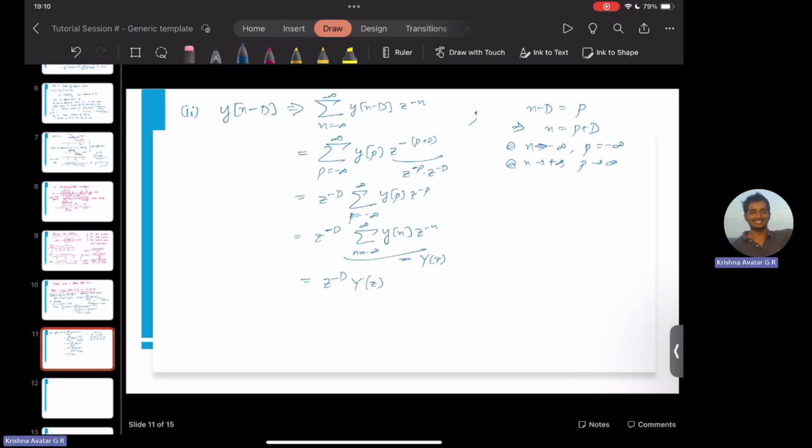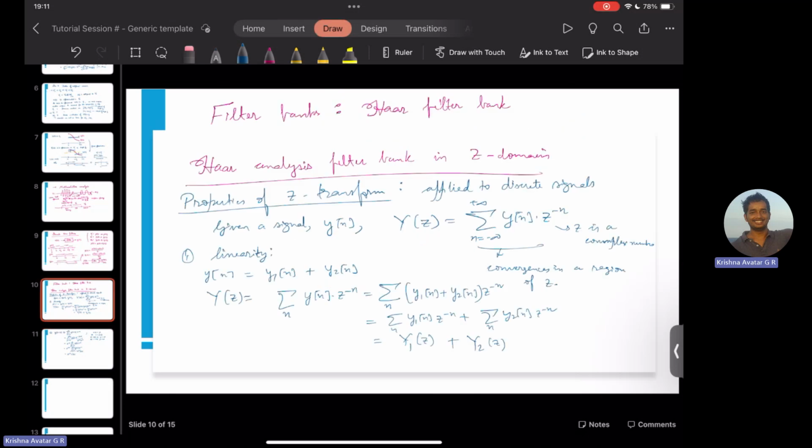So this also converges at least in a region which is the same as the region of convergence for Y of z, right? So this was one such property, and we can go on and on. You can even describe some properties on your own.